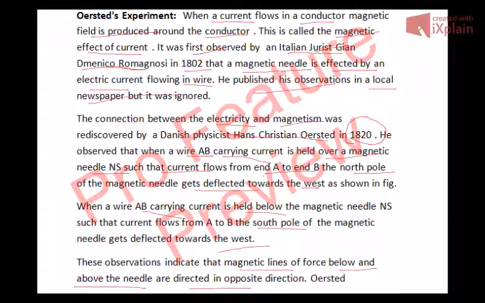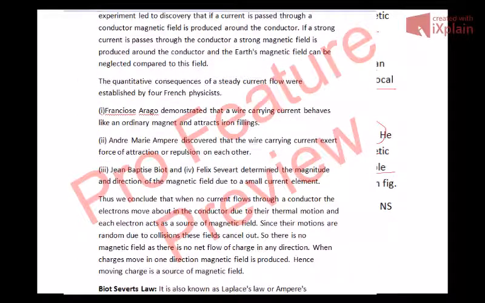What Oersted did? He observed. Oersted's experiment led to the discovery that if a current is passed through a conductor, magnetic field is produced around the conductor. If a strong current is passed through the conductor, a strong magnetic field is produced around the conductor, and the Earth's magnetic field can be neglected compared to this field.